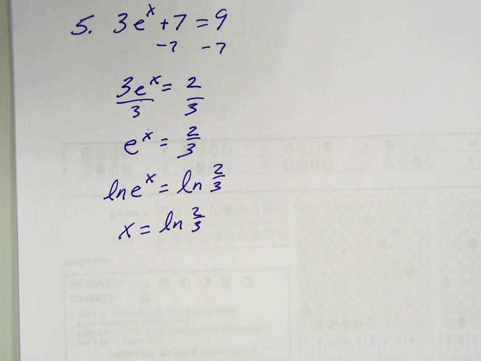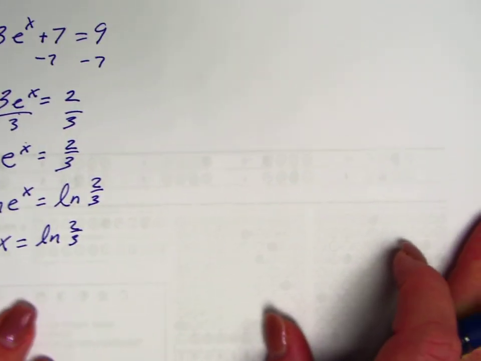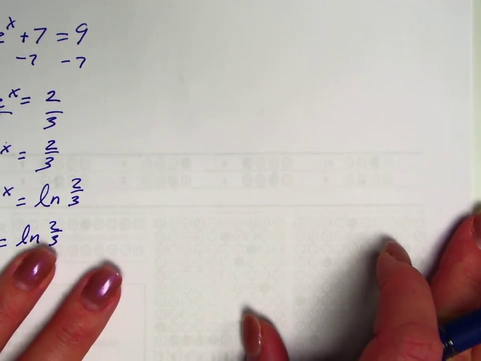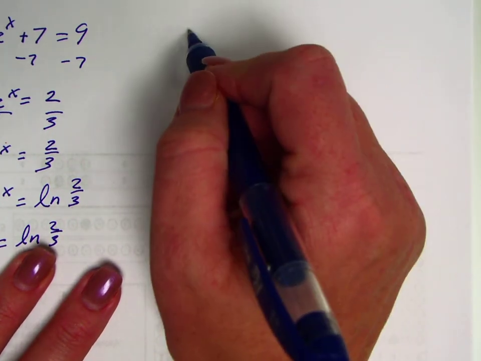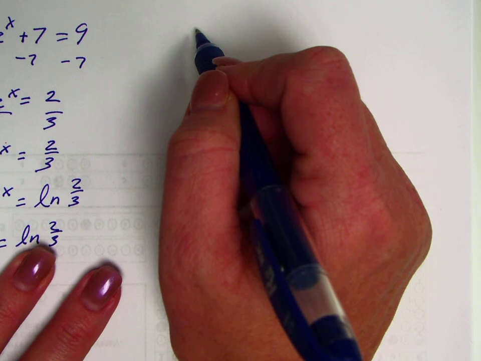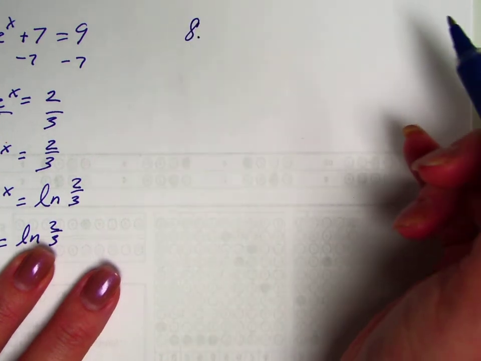All right, so let's turn it over to the back side. Yep, go ahead, Brock. Number 8. Nope. So you have to divide the 3. So for 8 you have.